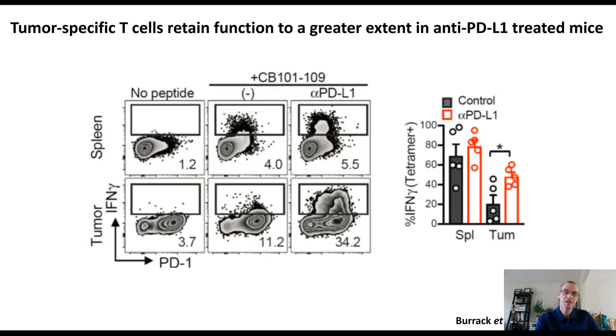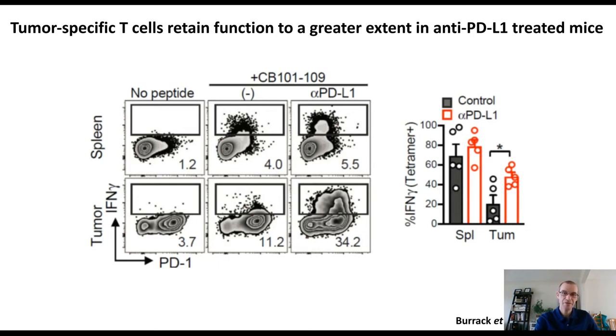In addition, in the anti-PD-L1 treated mice, the peptide-specific cells retain the ability to produce interferon gamma in an ex vivo restimulation experiment more effectively than in untreated mice. This is quantified on the right. So we're comparing untreated mice to PD-L1 blockade treated mice. This is at the 3 weeks after tumor cell injection time point.